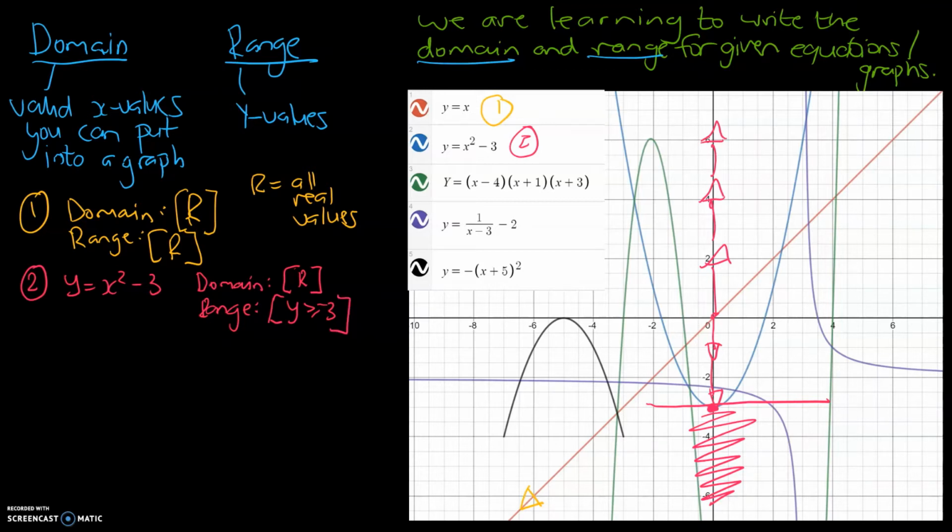Okay, so we've got that there. Let's get rid of these scribbles to help us with our next question. Okay, we'll use the green pen now. So we're now going to look at this cubic. The cubic is in green. It's got an x-intercept of -3, -1, and +4.